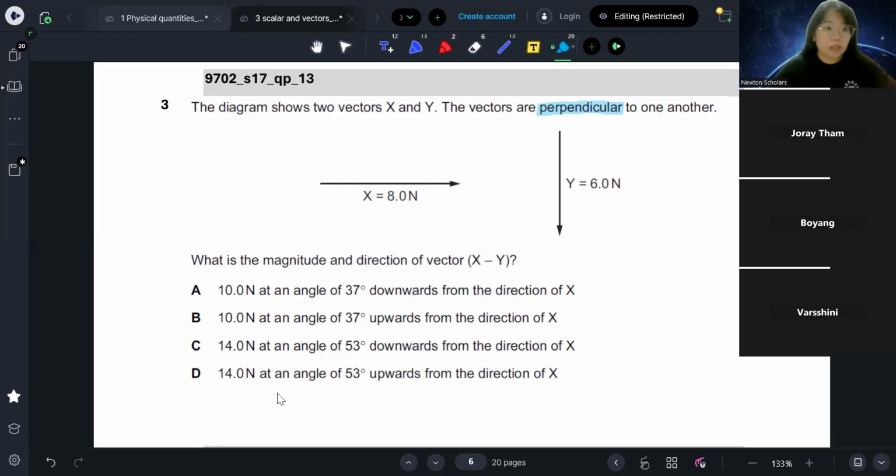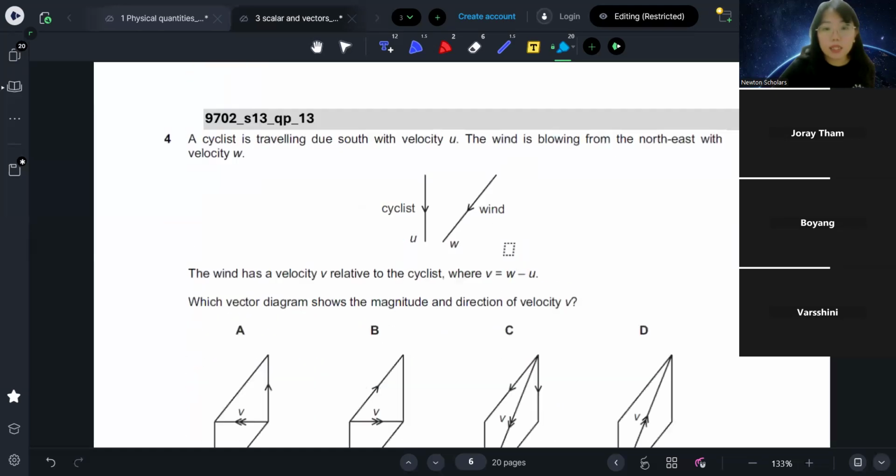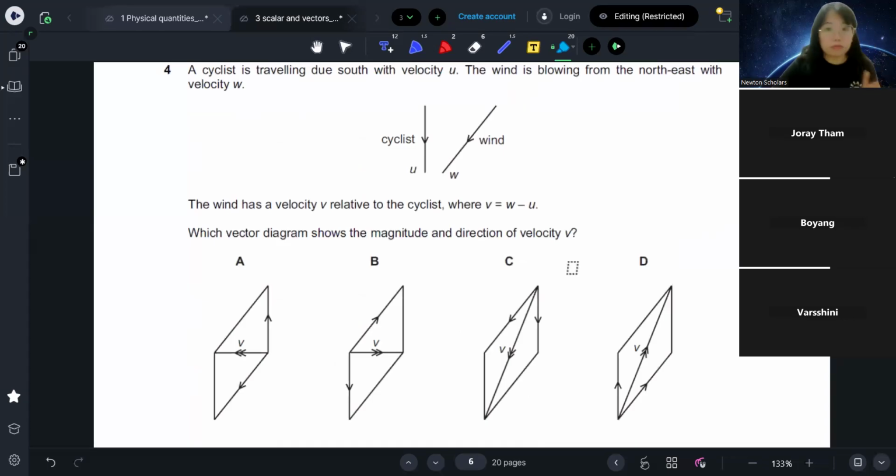Let me check the answer. B. Yeah, correct, dear. 3B, correct. Joray, Junho, Boyang, any question? B, correct. Okay, Joray, yes. Okay, Boyang, B. Very quick, number 4. This is parallelogram. Don't forget to change direction, minus U. Faster, try and then tell me your answer.